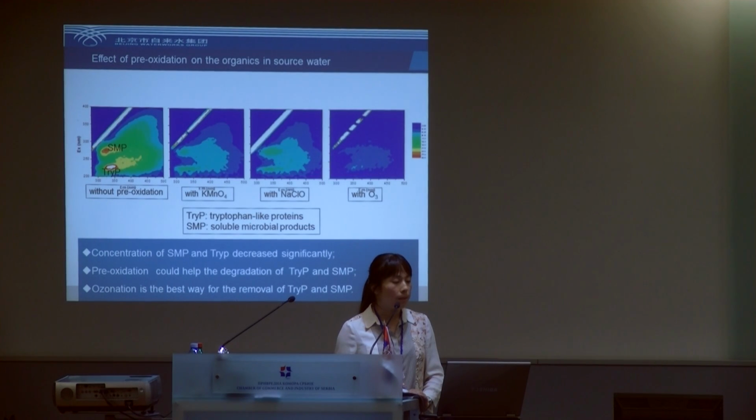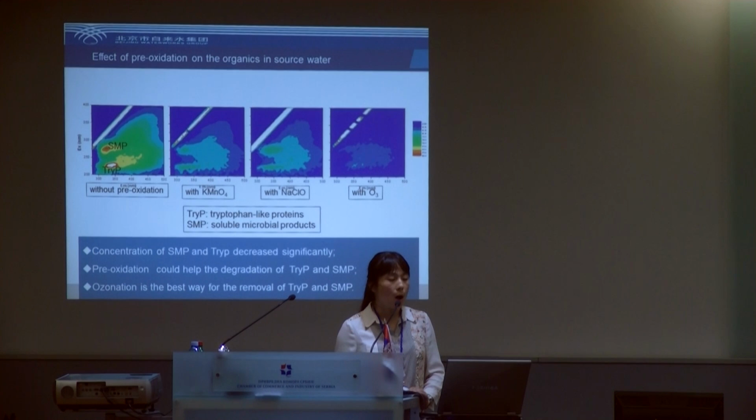This slide is the effect of pre-oxidation on the organics in source water. The first figure is the EEM analysis without pre-oxidation. The upper circle presents soluble microbial products, and the lower circle presents tryptophan-like proteins. And the color of the circle presents the concentration of the compounds.